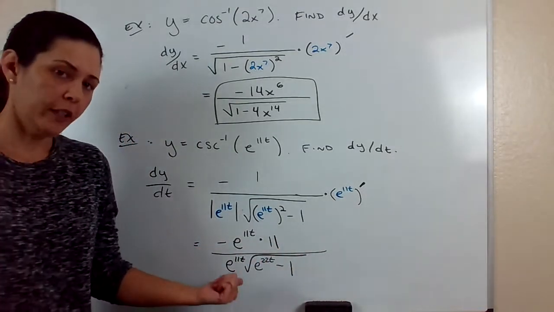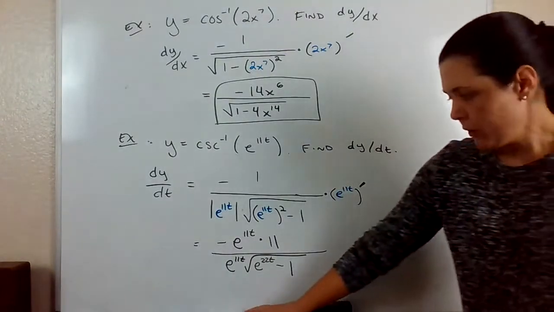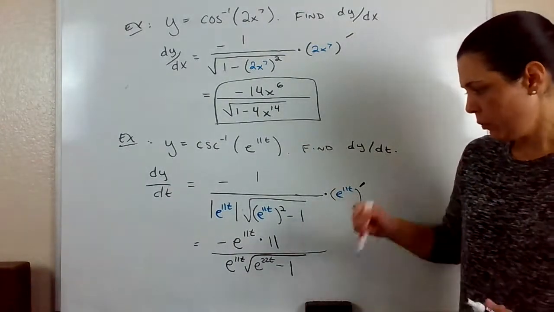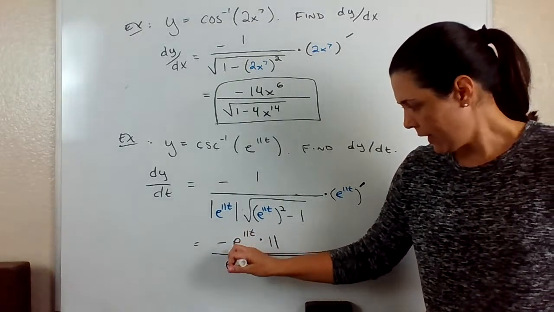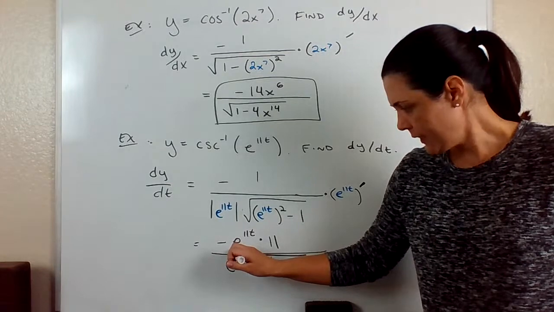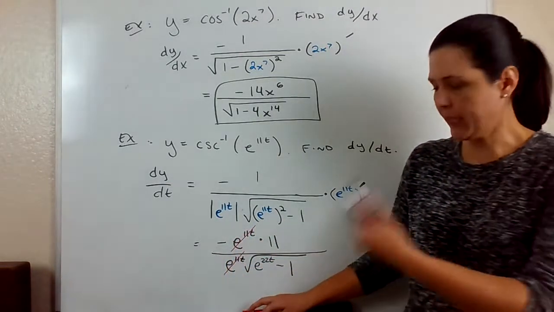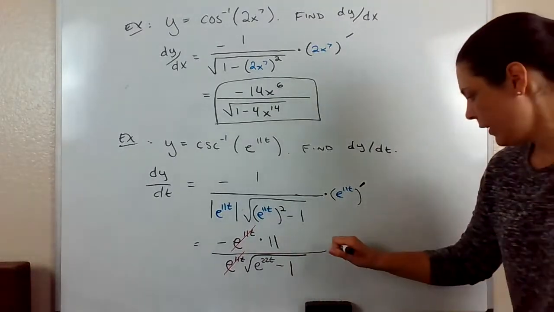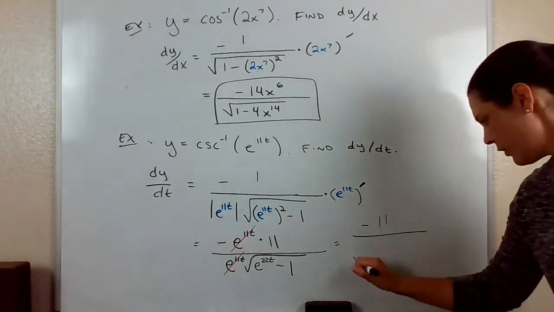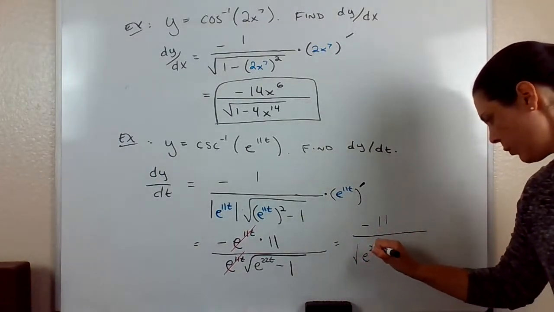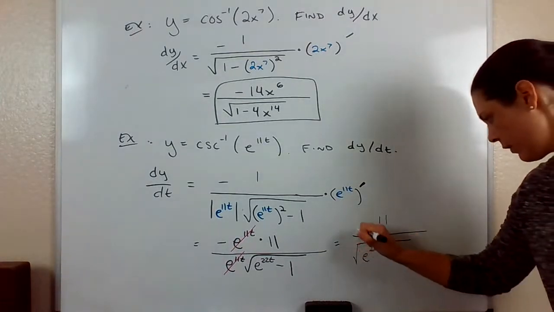This will be the answer if I couldn't simplify, but let's simplify. We can do one more thing. Notice in this specific problem, we're multiplying on top and bottom, and we have the same factor. So I'm going to go ahead and divide out this e to the 11t on top with the one on bottom. Since I'm multiplying, I can just divide that out. So my final answer here is going to be negative 11 on top, and then square root of e to the 22t minus 1 on bottom.